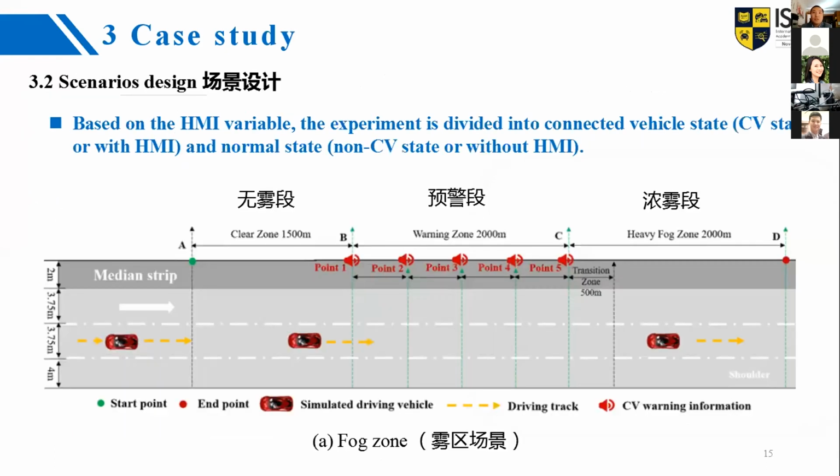Okay, I think the important process is scenario design. We select 3 typical scenarios, fog zone, tunnel zone, work zone for freeway applications. The experiment is divided into CV state, which we also call the CV state or with HMI, and normal state, which we also call non-CV state or without HMI. This page shows the scenarios in a fog zone. It includes 3 segments, which are clear zone, warning zone, and heavy fog zone. We have 5 warning points in warning zone.